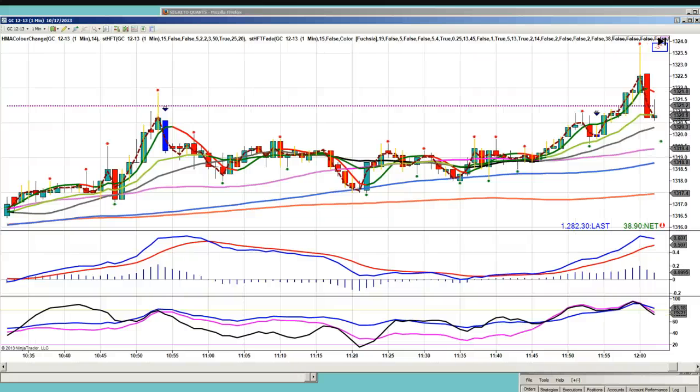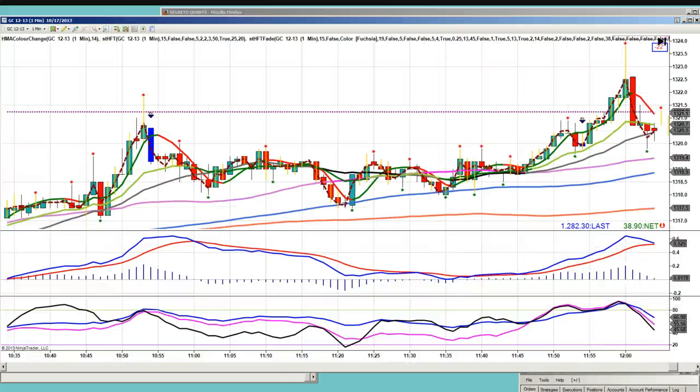Everybody's very happy. Aren't you happy? You just made some money. Didn't the strategy work? The rules were all there. Everything was aligned.